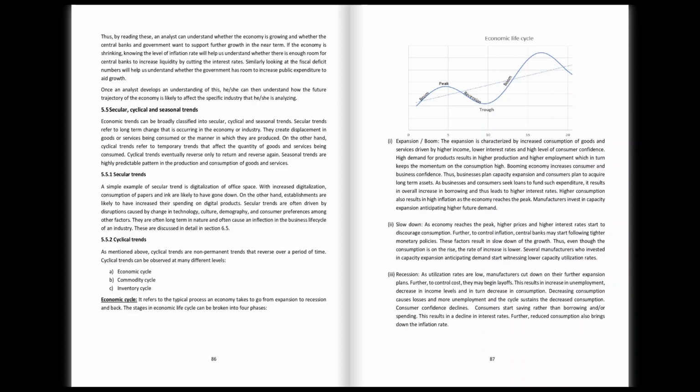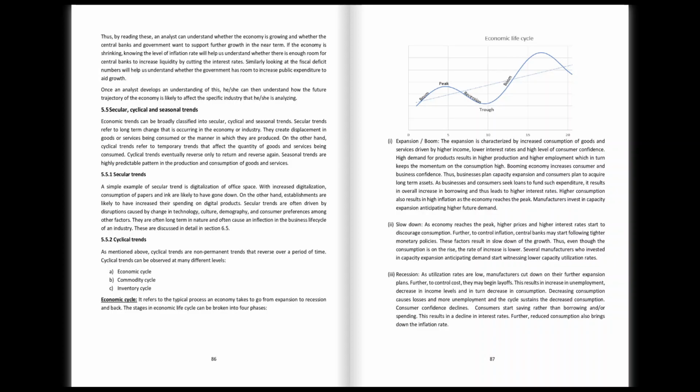Secular trends refer to long-term change that is occurring in the economy or industry. They create displacement in goods or services being consumed or the manner in which they are produced. On the other hand, cyclical trends refer to temporary trends that affect the quantity of goods and services being consumed. Cyclical trends eventually reverse, only to return and reverse again. Seasonal trends are a highly predictable pattern in the production and consumption of goods and services.